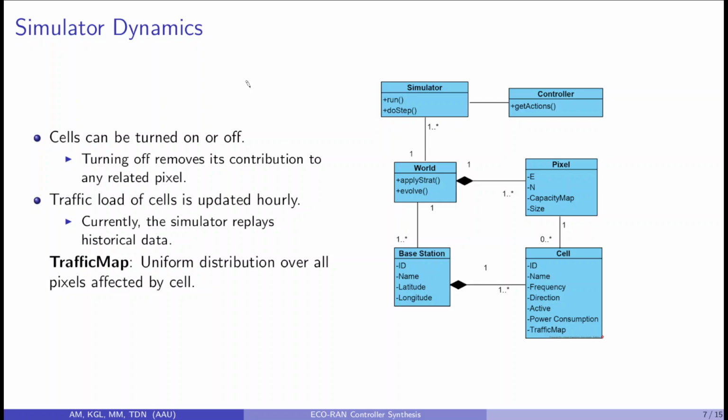So we have a simulator implemented in Python. Basically, what the simulator can do is turn on and off cells. If a cell is turned off, then the contribution that this cell makes to a pixel is going to be 0. It has some traffic loads. Currently the simulator is replaying historical data. So it looks in the database for what is the traffic associated to a cell, and then it distributes the traffic of the cells uniformly to the pixels.